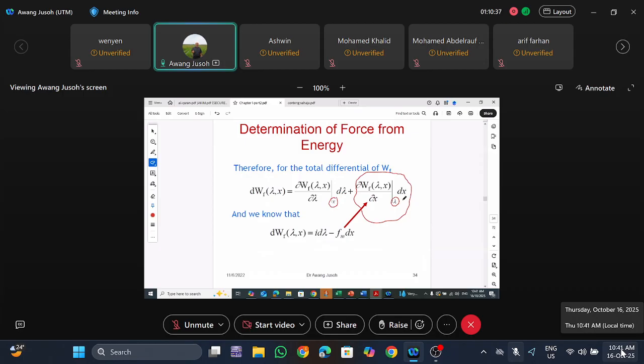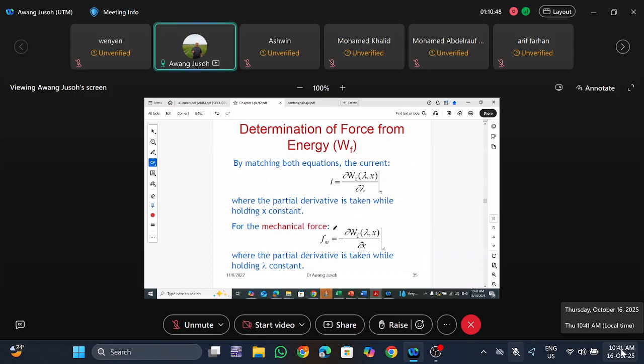While doing that, lambda must be constant. Very simple. So this is the formula to get the force in the electromechanical system. We just focus on the second one. The first one we don't bother much, because we want to know the mechanical force F. So F can be determined by getting the partial derivative of the energy.